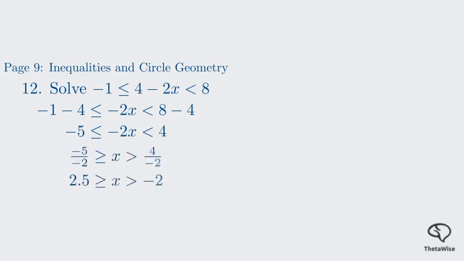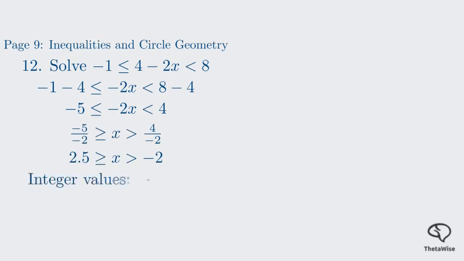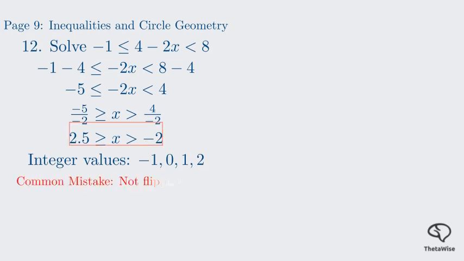Now, we divide by -2. Remember, when dividing by a negative number, the inequality signs flip. So, x is greater than -2 and less than or equal to 2.5. The integer values are -1, 0, 1, and 2. Common mistake: forgetting to flip the inequality sign when dividing by a negative. This is the most frequent error in algebra.